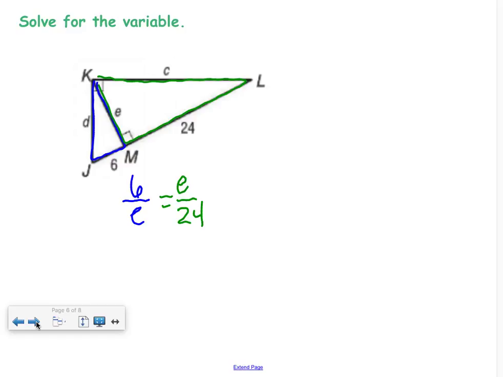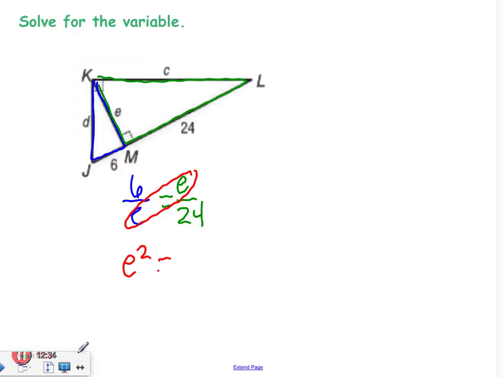It would have worked once you found what E was. And again, you'll know you did it right when you have the variable times itself. So we're going to get E squared. What's 6 times 24? 144. This one works out nice, because what's the square root of 144? 12. I'm going to write that in our picture now. This is really confusing. I'm going to erase these little marks, but I'm going to leave the 12 because we know what that is.